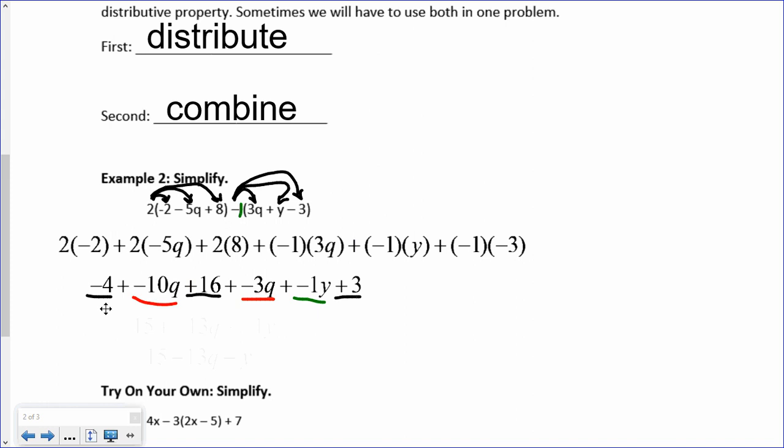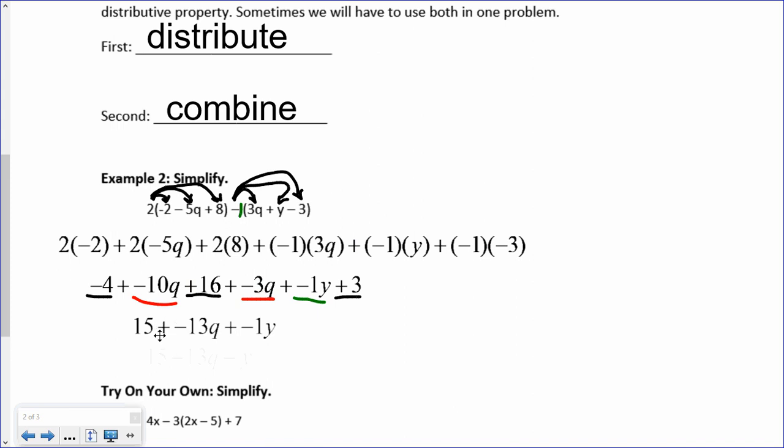So now I'm just going to go ahead and combine. So I did negative 4 plus 16 plus 3. And then I did negative 10 plus negative 3 and put the q on the end. Okay? So what I did when I did the numbers, I got 15. Negative 10q plus negative 3q gives me negative 13q. And I just brought down the negative 1y.